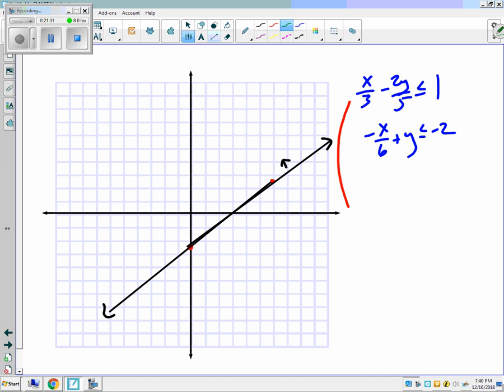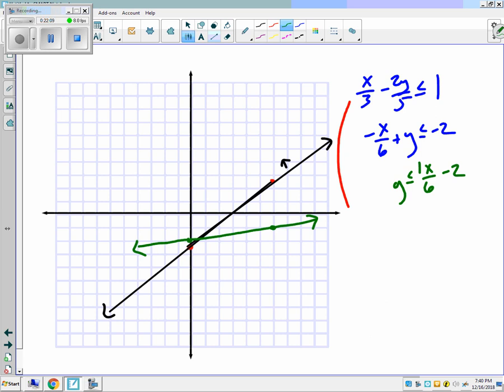This next one will be a little bit easier to get into y equals mx plus b form because I just need to add x over 6 over to both sides. Now, that's the same as 1/6 x. Dividing something by 6 is the same as multiplying it by 1/6. Some of you, that's all you're going to take away from tonight. All right, so I'm going to rise 1, run 6. Am I doing dotted or solid? Man, it's boring. Above or below?